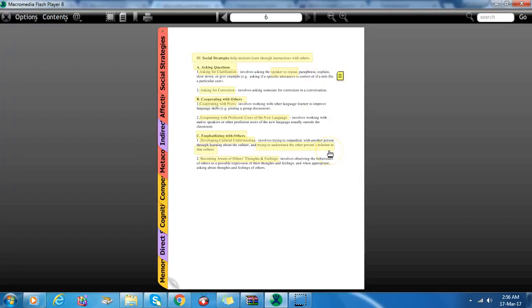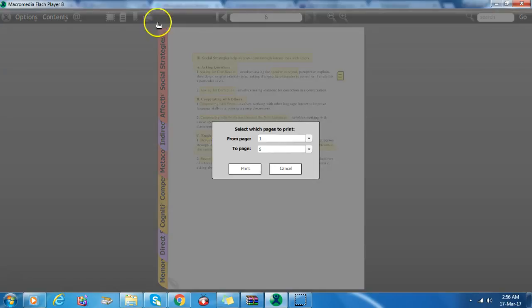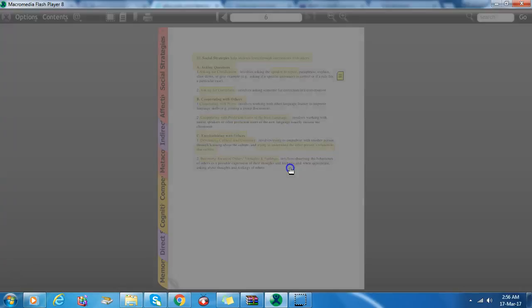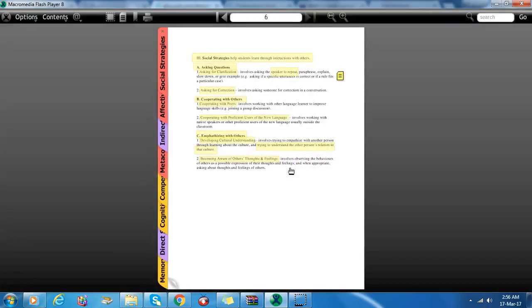Besides that, you can always print out the offline version where when you click it, you can get your printed version here. But I do not need the hard copy here, so I can skip it. So this is how I learned language learning strategies proposed by Oxford.